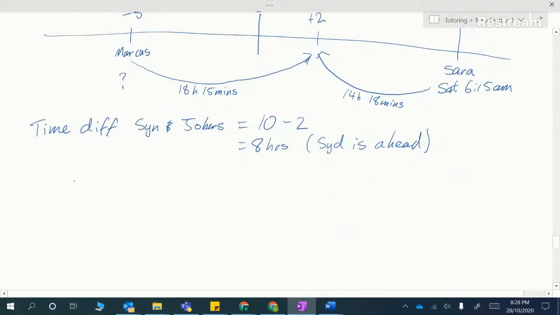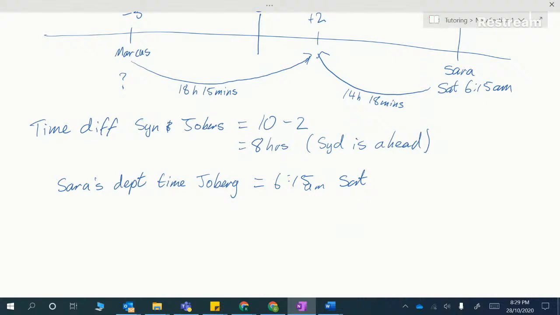So what we can do is figure out Sarah's departure time in Joburg time. That would then be 6:15 a.m. Saturday, and we would have to first of all take away 8 hours because it's behind. And that means that it is 10:15 p.m. on Friday in Johannesburg when Sarah departs, okay?